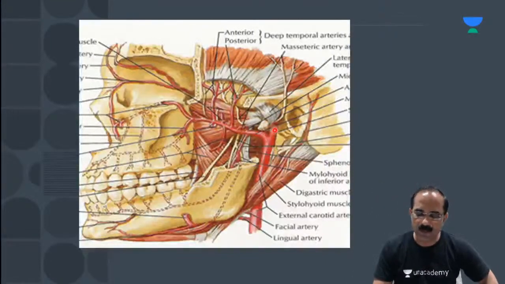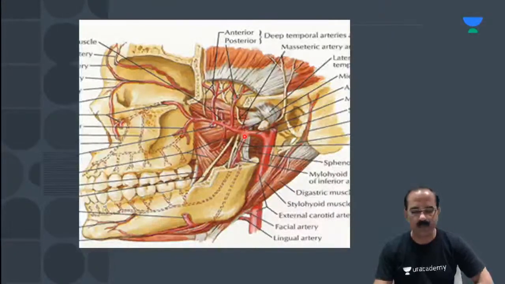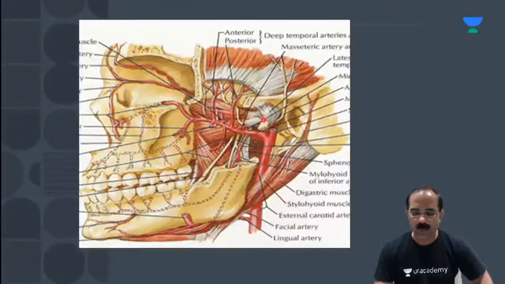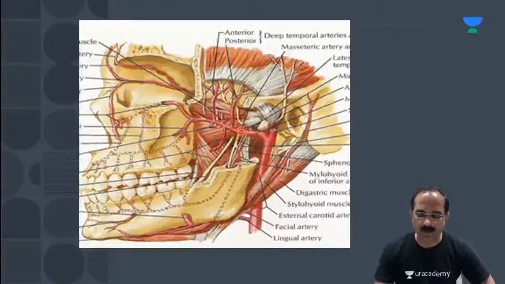So what is this artery? This one going upward is the superficial temporal, and what is this now? Maxillary artery. That's the maxillary artery. So what is this part of the mandible? This is the ramus of the mandible. The maxillary artery goes deep to the ramus of the mandible.